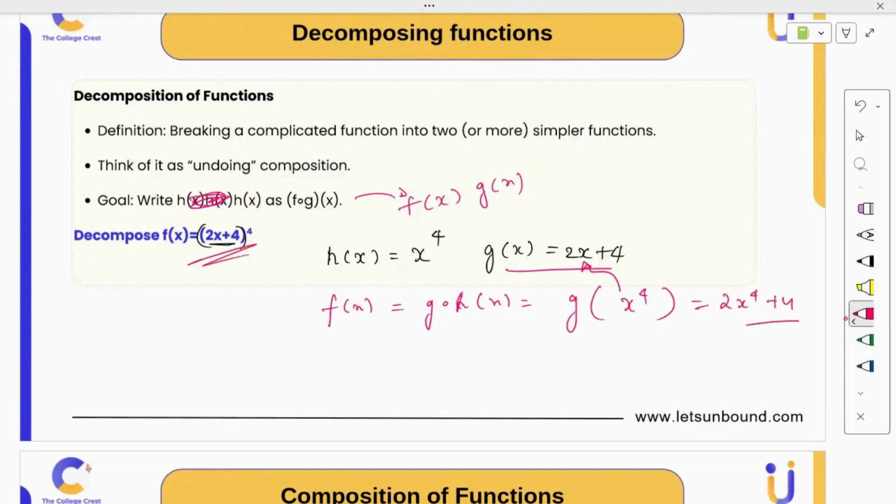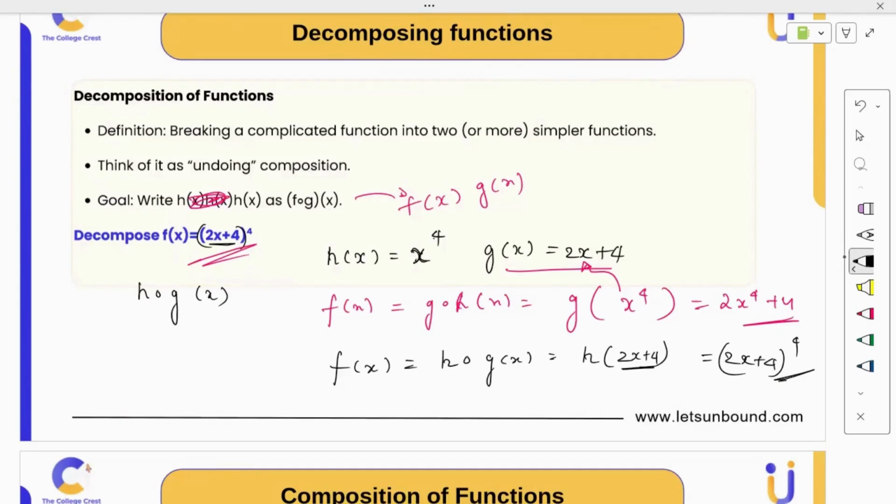This is not my f of x. So that's why order matters. So f of x is h composite g of x, the correct order. Now if you do h of g of x, what is g of x? 2x plus 4. Now h of x is x raised to the power 4, but now my x is 2x plus 4. So (2x plus 4) whole raised to the power 4. That gives you f of x. So your f of x is h composition g of x. Your h is x to the power 4, and your g is 2x plus 4. This is how we decompose functions.